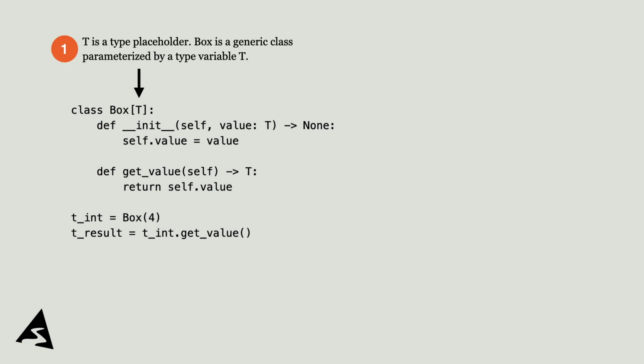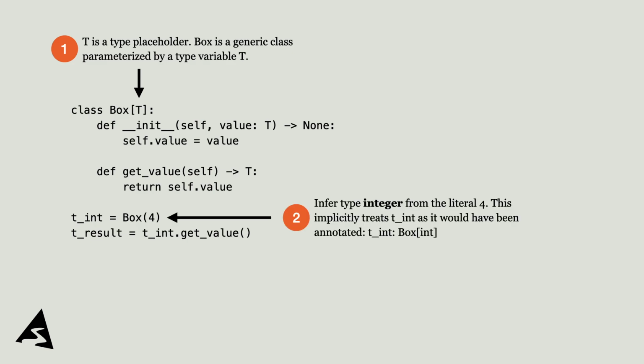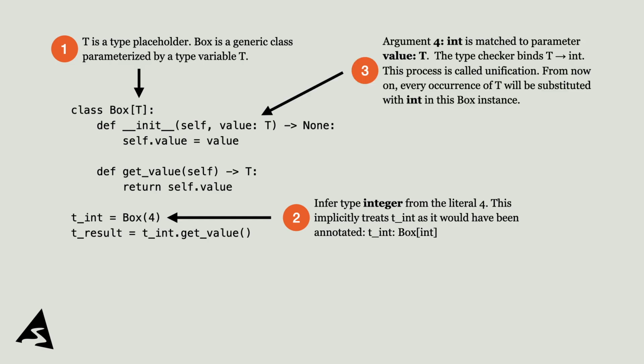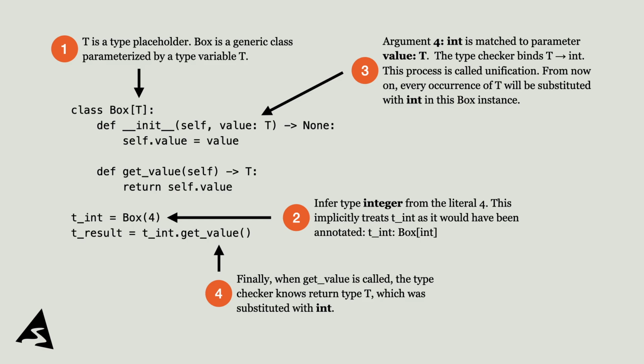Look again at the code. T is a type placeholder. All that the type checker knows at this point is that Box is a generic class parameterized by a type variable T. Then the type checker infers type integer from literal 4. Class Box is instantiated and the type checker binds T to int. From now on, every occurrence of T will be substituted with int in this Box instance. Finally, when getValue is called, the type checker knows the return type T, which was substituted with int.